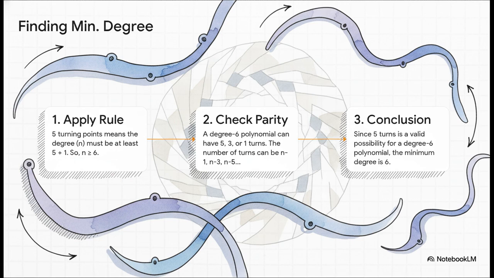And you're on the right track. But there's a little twist here. A polynomial doesn't always have to use its maximum number of turns. It can have the max, or the max -2, or the max -4, always dropping by an even number. So a degree 6 polynomial could have 5 turns, or it could have 3, or it could have 1. Since 5 is on that list of possibilities, the minimum degree is indeed 6.